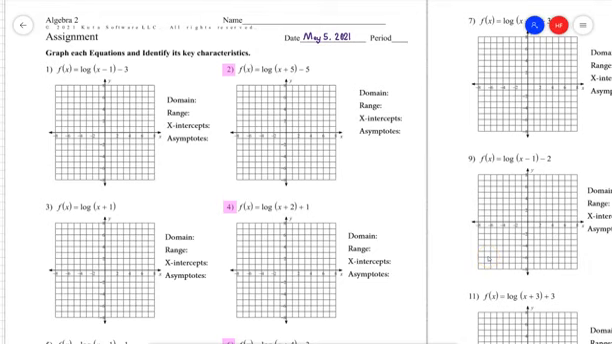Hey guys, so today we are continuing with graphing our log functions and finding their key attributes or characteristics. As you can see, I'm going to be doing the right side today. I'm going to be doing all of the evens because these are the more difficult ones in my opinion. And then you all will be doing the odds today.